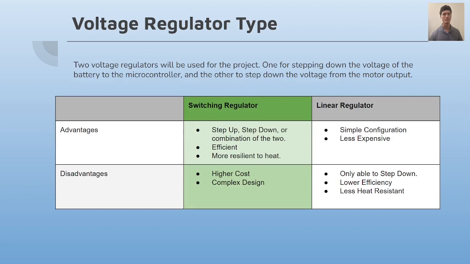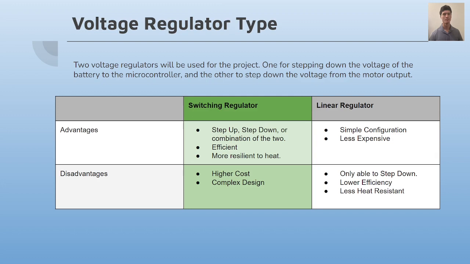The voltage regulators will be used to step down the voltage from the battery to the microcontroller and to step down the output voltage of the motor. There were 2 types of voltage regulators researched, the switching regulators and the linear regulators. The switching regulators can step down, step up, or do both, and were rated with high efficiency and heat resistance. The linear regulators can only step down voltage, but are simpler to design and less expensive.